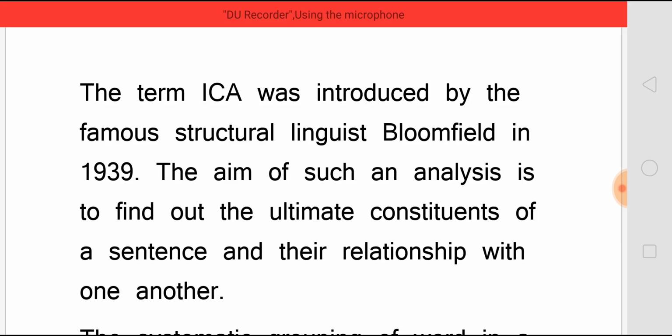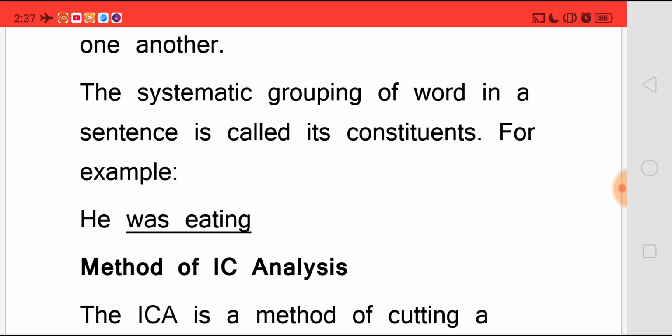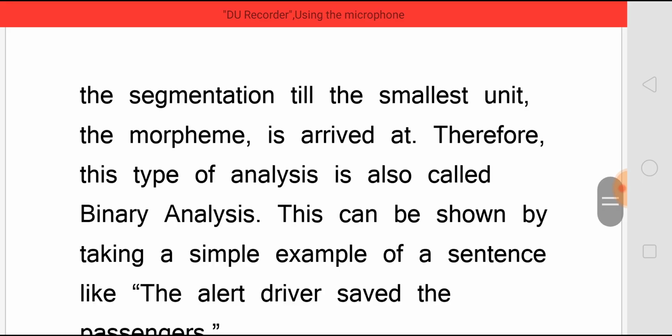The aim of this analysis is to find out the ultimate constituents of a sentence and their relationship with one another. The systematic grouping of words in a sentence is called constituents. For example, he was eating. Now, the ICA is a method of cutting a sentence into its immediate constituents. The principle involved is that of cutting a sentence into two, then again cutting the two parts into another two, and continuous segmentation till the smallest unit, that is a morpheme, is arrived at. Therefore, this type of analysis is also called binary analysis.